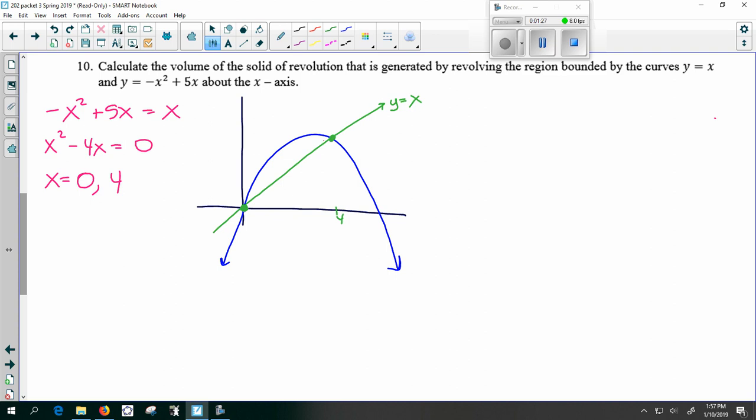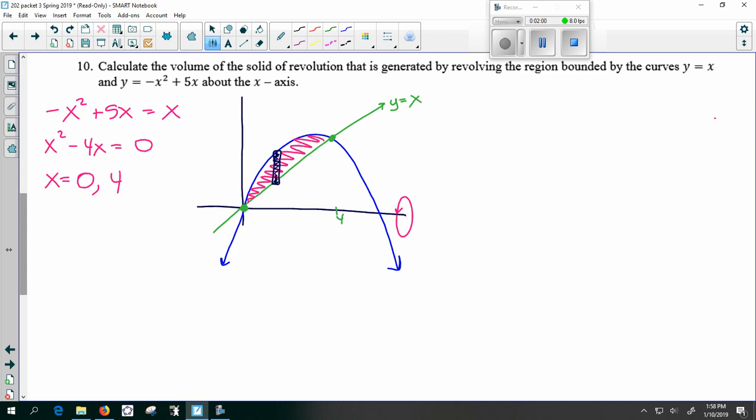So I'm looking at this region between my two curves. But rather than just finding the area of that region like we did in the previous question, I'm going to take that region and rotate it about the x-axis. Okay, so to figure out what the volume is when you rotate that around the x-axis, I want to pick a representative rectangle, and see what happens to that when I rotate it about the x-axis.